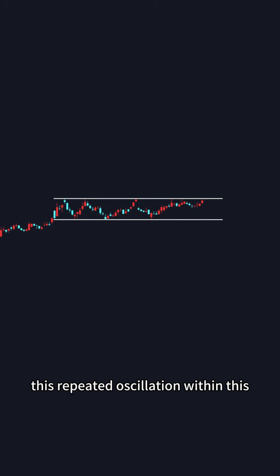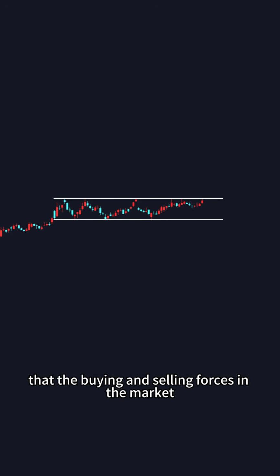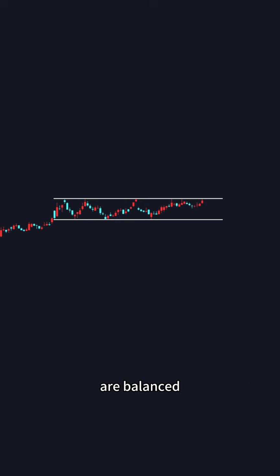then rebounds. This repeated oscillation within this range shows that the buying and selling forces in the market are balanced, and the stock is unable to break through the upper or lower boundaries.